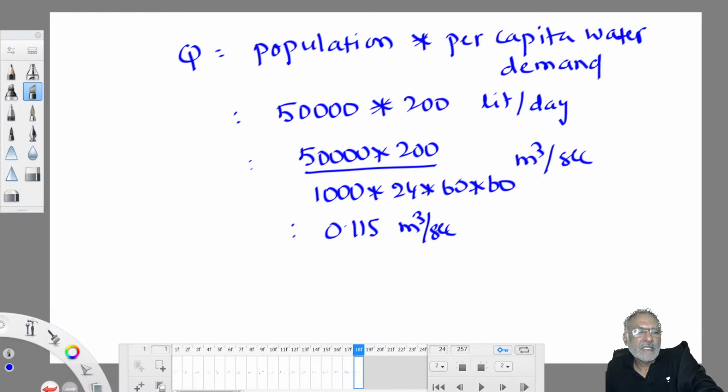In competitive exams, nothing is assumed. Whatever information is given in the question, with that information only we go ahead. No assumptions. In practice you can assume, for example maximum demand is equal to 1.8 times average demand, and work it out. But here, no assumptions are allowed in competitive exams. Understood? Be careful about this point. Don't assume anything; proceed with the given information. So Q is given as 0.115 meter cube per second.